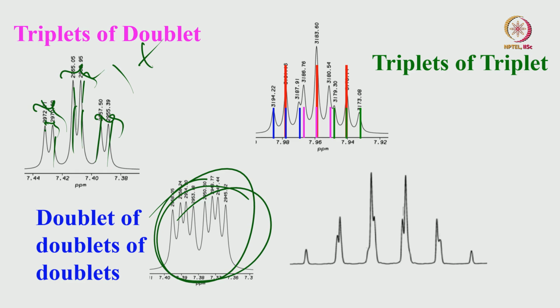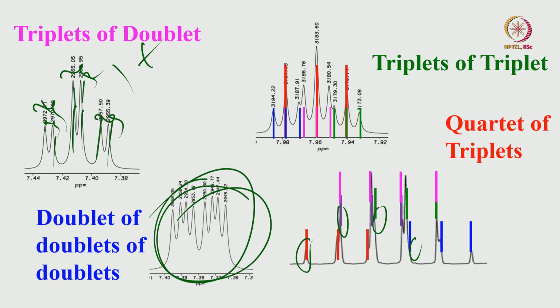Look at this one, this is a very interesting pattern. Initially it looks confusing, but if you carefully see this line, this line, this line and this line, one more here, it looks like a quartet. See, and each line of the quartet is split into a triplet. First it is a quartet and each line of the quartet is split into a triplet. So, it is called quartet of triplets. Larger separation is quartet and then each line of the quartet is split into triplets.